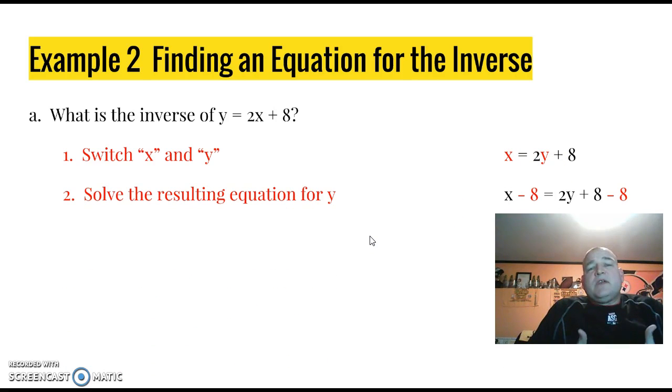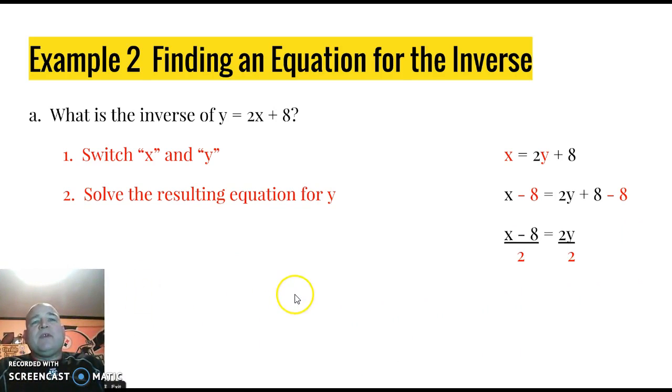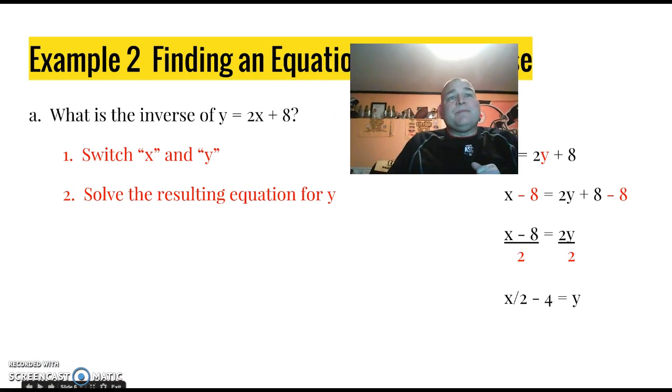Solve the resulting equation that we get for y. So it's a linear equation, so our goal is to get y by itself, so we'll subtract 8 on both sides, as you can see. That gives us x minus 8 equals 2y. We'll divide both sides by 2. And thus we get x over 2 minus 4 equals y for the inverse. And we have found the inverse of the function.